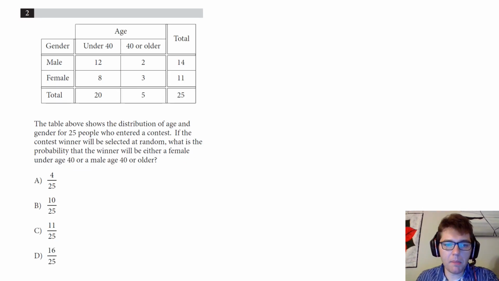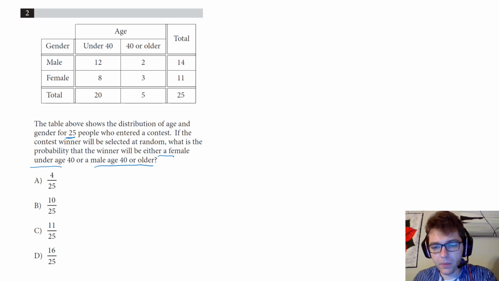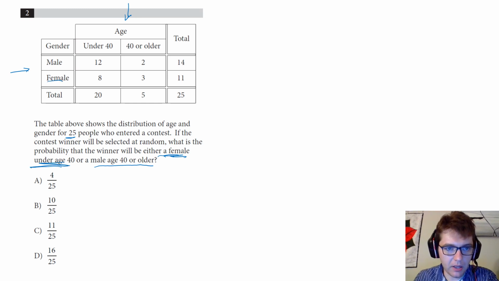Problem number 2. The table above shows the distribution of age and gender for 25 people who entered a contest. If the contest winner will be selected at random, what is the probability that the winner will be either a female under age 40 or a male age 40 or older? So if you take a look at the table they give you, rows are gender, columns are age. So they're asking you about two specific cells of this table, basically. Either a female under age 40, or a male age 40 or older, these two cells.